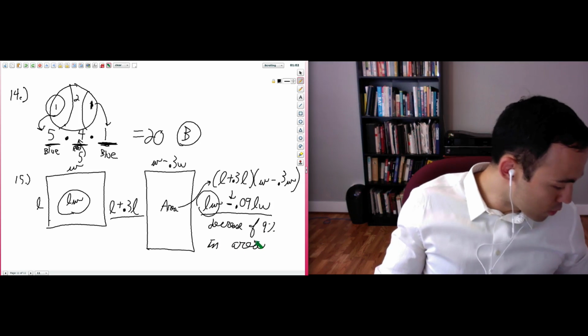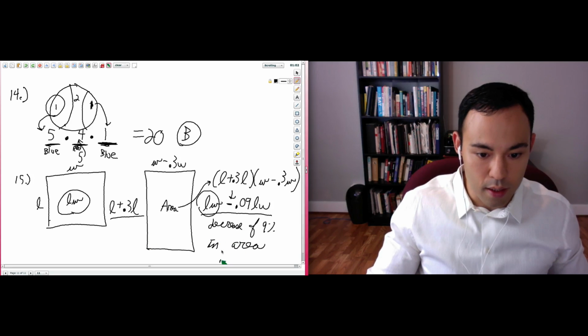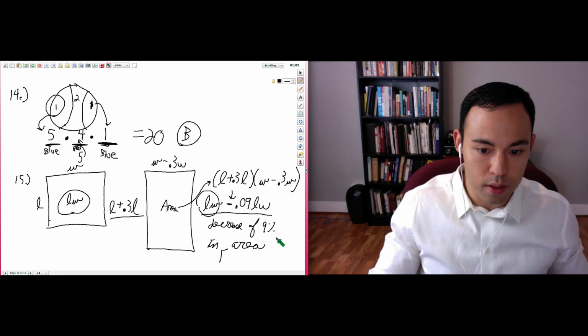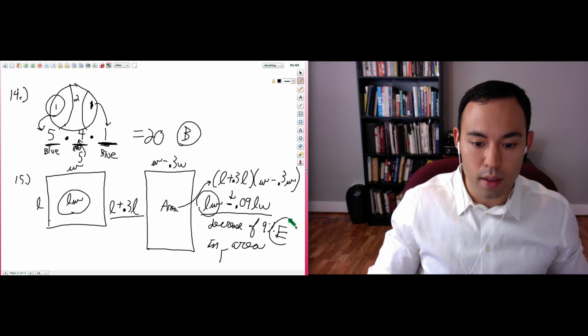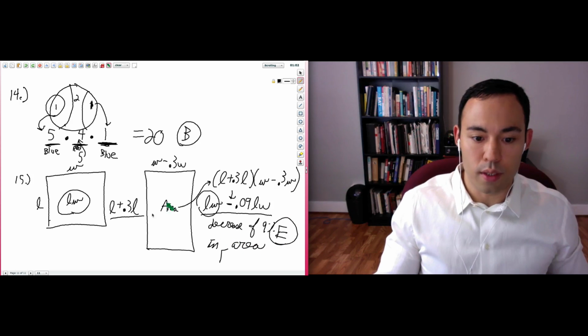And let's look at our answer choices here. It is decreased by 9% as answer choice E. Is that off the screen? Here, let me just write it up here. Answer choice E. So that's the little bit slower way of doing it.